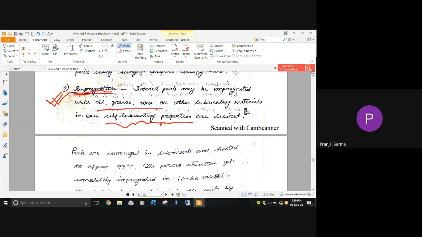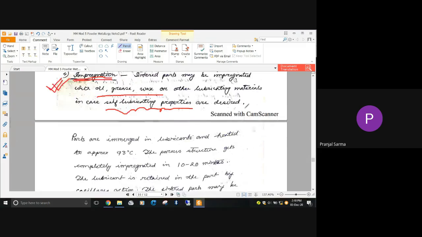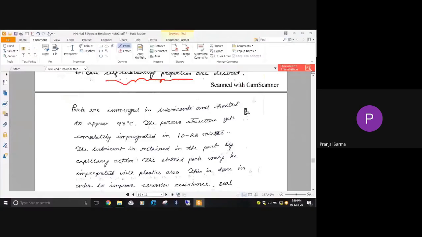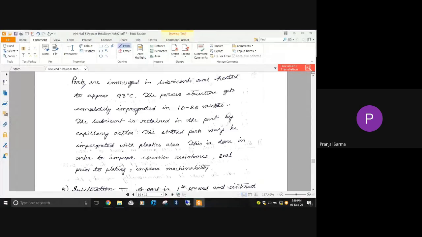And how do we generally do it? These parts are impregnated with the oil, lubricant, etc., and they are generally heated to approximately 93 degrees centigrade. And what basically happens, we already know that in this powder material part, the powders are compacted and then sintered and all.